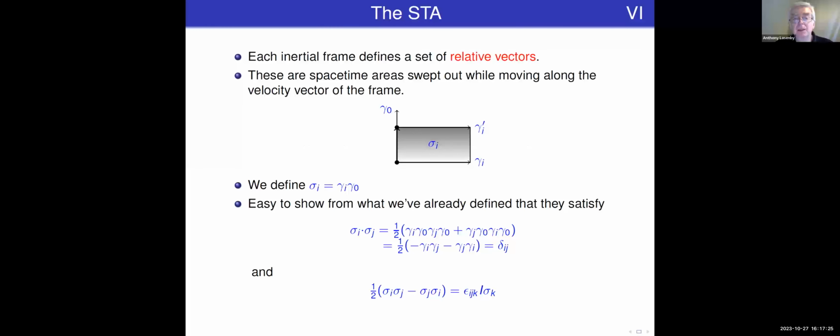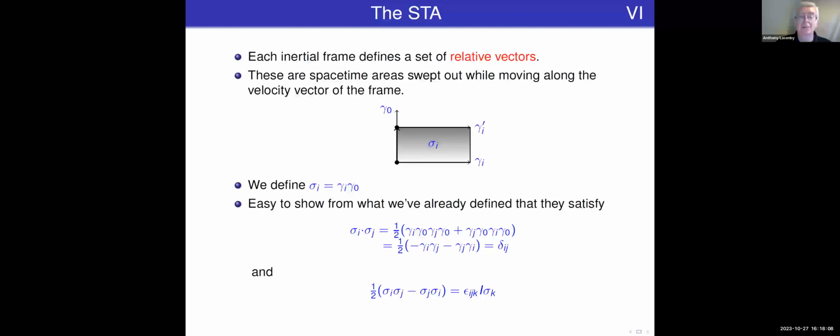Now, each inertial frame defines a set of what we call relative vectors. These are space-time areas swept out while moving along the velocity vector of the frame. So gamma_0 is the velocity vector of the lab frame. Let's take another orthogonal vector, gamma_i, that's swept out like that. That generates a bivector, which we call sigma_i, which is gamma_i times gamma_0. And it's easy to show from what we've already defined that they satisfy this algebra. Sigma_i dot sigma_j is delta_ij, and half the commutator is the alternating symbol times I sigma_k. Now, of course, these are the defining relations of the Pauli algebra, hence why we call them sigmas.